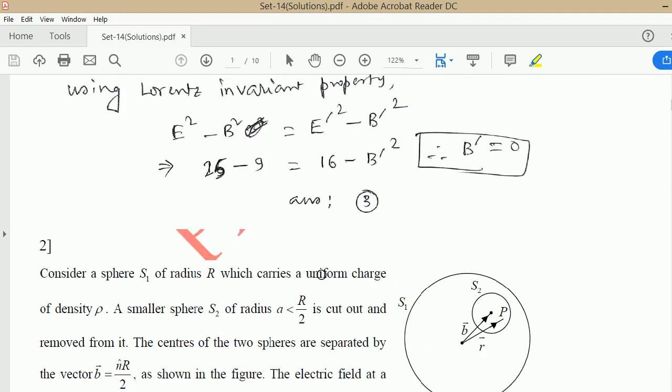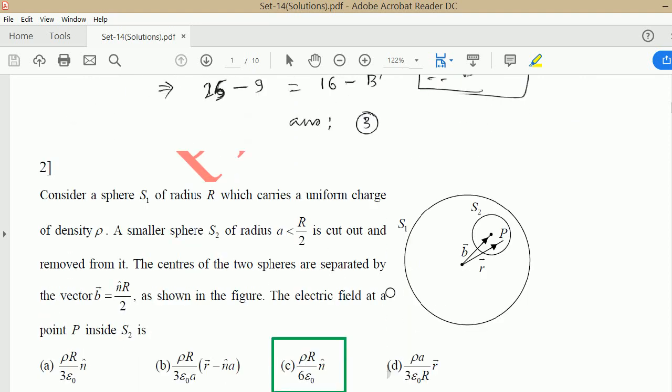Let's go to question number 2. Consider a sphere S1 of radius r which carries a uniform charge density rho. A smaller sphere S2 of radius a equal to r by 2 is cut out and removed from it. The centers of the two spheres are separated by the vector b equals n cap r by 2, as shown in the figure. The electric field at a point P inside S2 is.